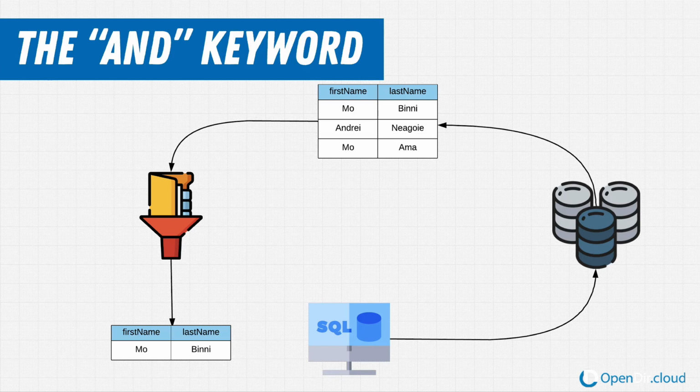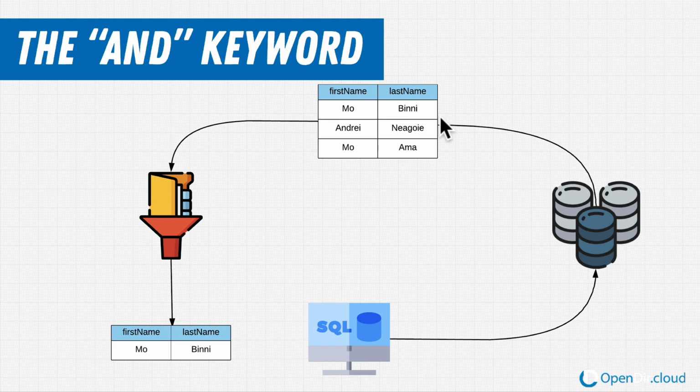So when we look at the AND keyword, if we were to do the where, Mo and Beanie as first and last name, well, then we know we are only going to get back one result from this table here. Only one result matches both those criteria. And that's what makes the AND keyword so powerful. We can now chain multiple criteria to be met on a single row of data.